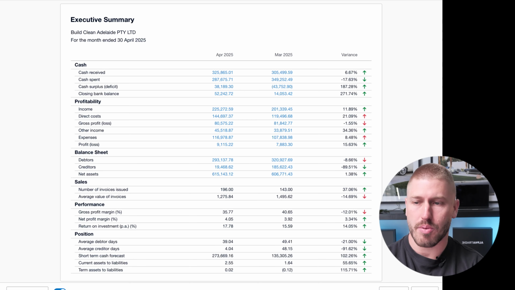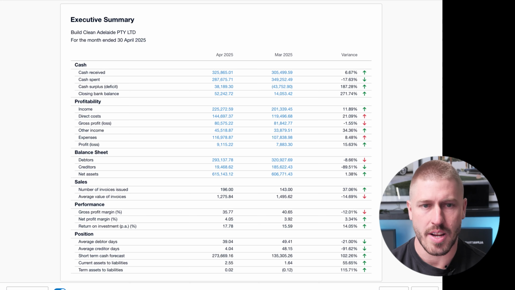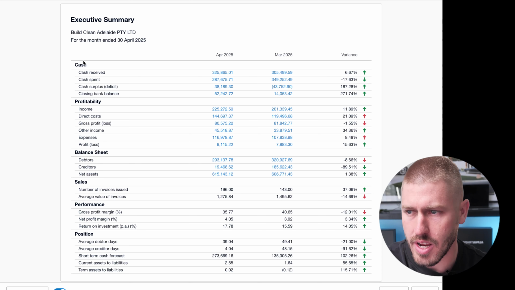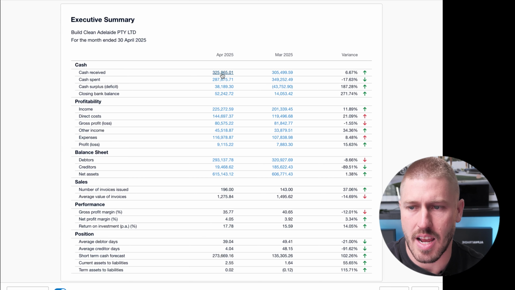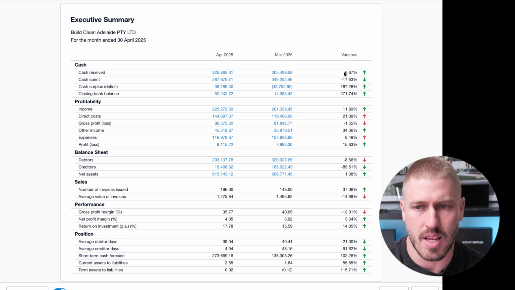Okay, we've got our printed report out. Let's have a look at what each of these items are. So in our cash section, we have our cash received. That's how much money came into our bank by the end of the month and also by the end of the month prior. And we also have a variance there. We would like to see our cash received go up, our cash spent as well.